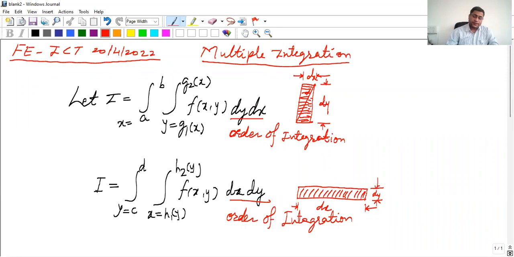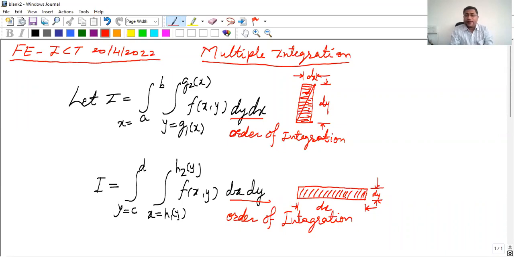This is very important for a multiple integral: we first have to identify the order of the given integral. Once you identify the order of the given integral, only then are we able to evaluate the multiple integral. So here we are starting with the two-dimensional case, only x and y, integrating with respect to x and y.